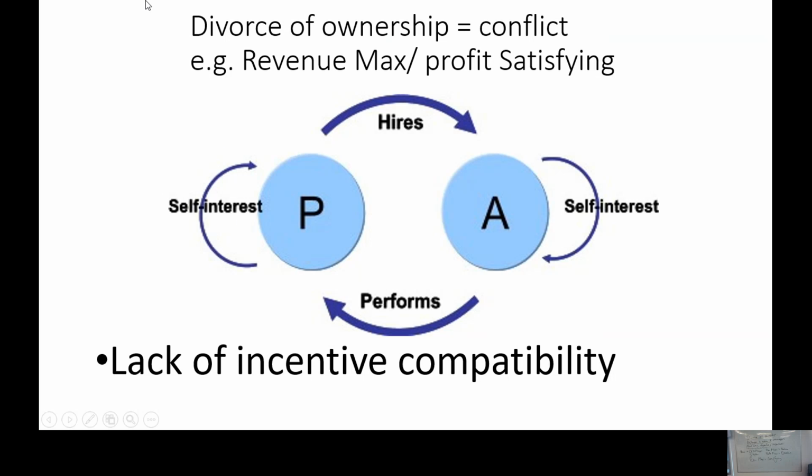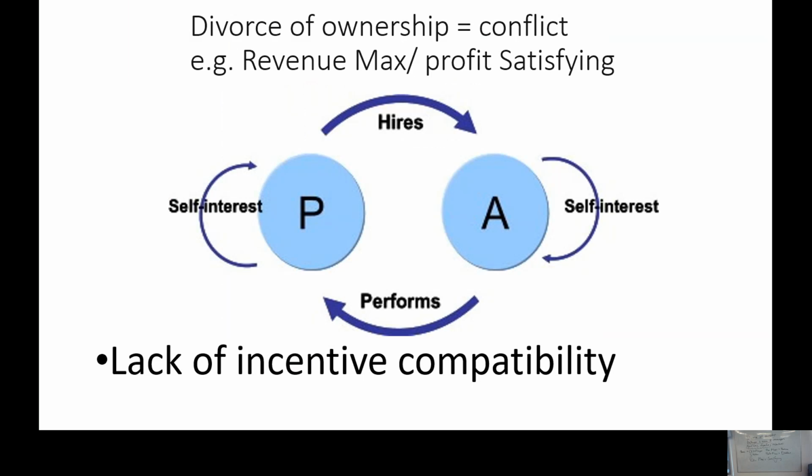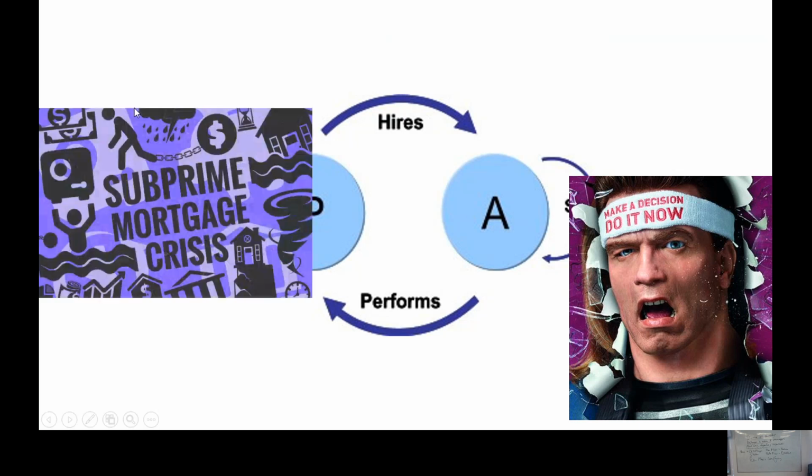In terms of divorce of ownership, another example here would be the PPI scandal. If you remember this advert on TV, Arnie trying to get people to have PPI claims. The PPI scandal was linked to some of the subprime examples. So banks behaving irresponsibly and creating issues in the economy.